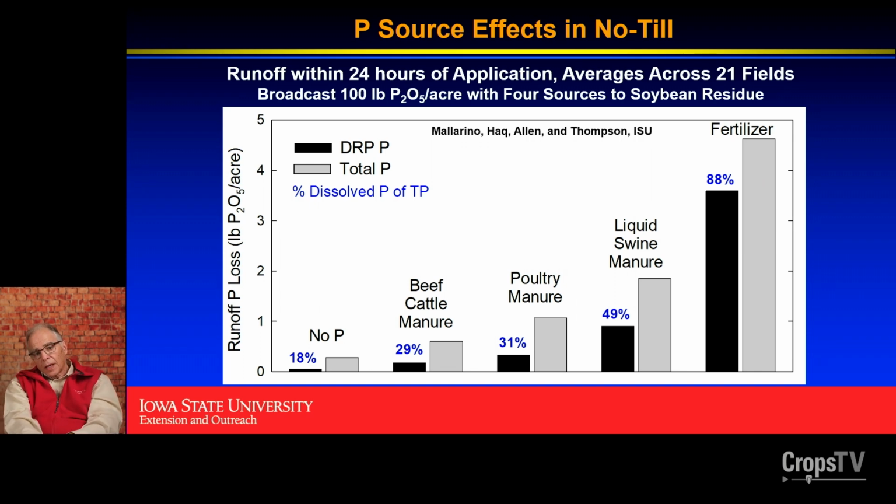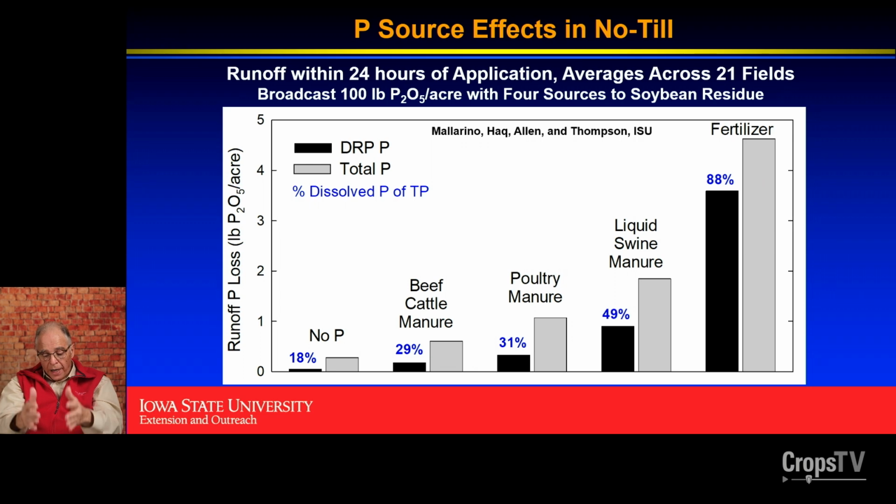Now, this is important. Why? Because you need to be aware of these things. See, and I don't have time to explain why these differences. It's because of the proportion of the soluble P in these sources. It's because of the physical form. It's a combination of things, okay? But you need to be very careful when you are applying liquid swine manure on the surface or fertilizer. That's when the losses are the highest.